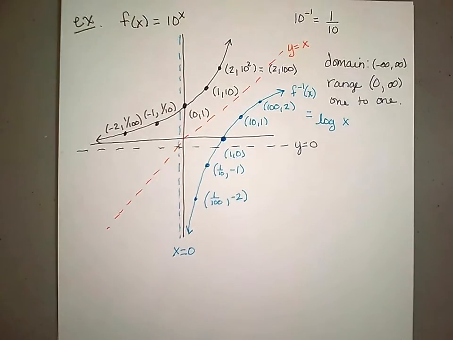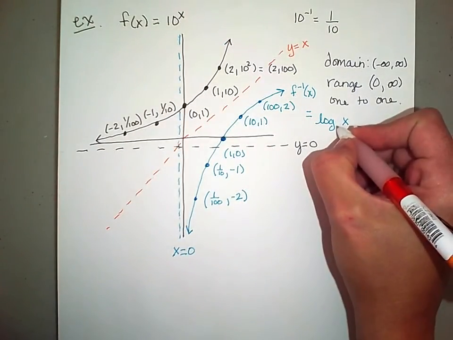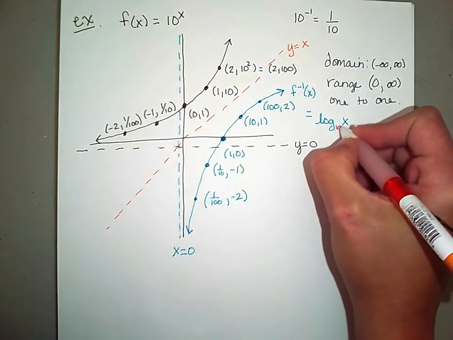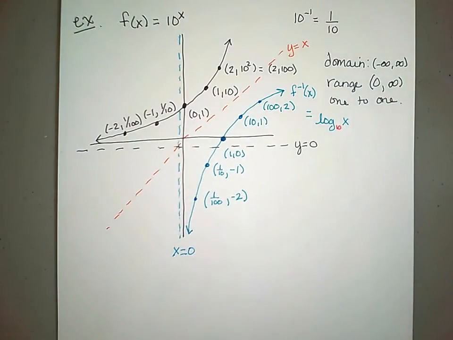Now remember, when we don't see a subscript here, it is understood to be base 10. So if you want to write base 10 in there to remind yourself, that's fine. It's not incorrect.